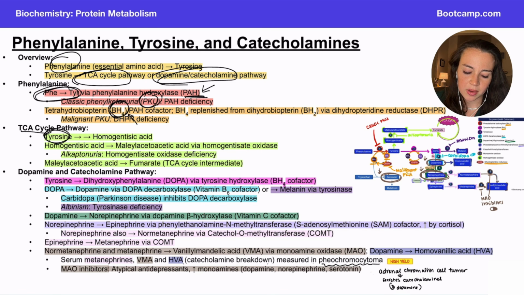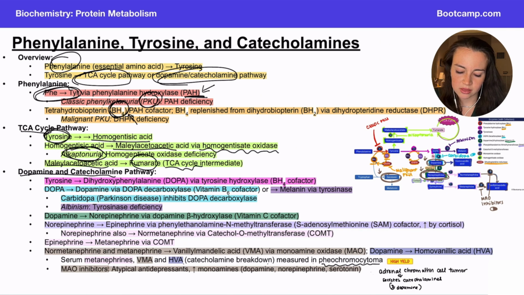Once we had our tyrosine, that was where our pathways split off. For our TCA cycle pathway, we could break that tyrosine down into homogentisic acid, then into maleylacetoacetic acid via the enzyme homogentisate oxidase. Deficiency there caused the disorder Alkaptonuria. In the dopamine and catecholamine pathway, we could turn tyrosine into dopa via tyrosine hydroxylase. Dopa could either turn into melanin or dopamine. We talked about some of the clinical implications for each of those branches in our pathway. Dopamine could be broken down into norepinephrine and then to epinephrine.